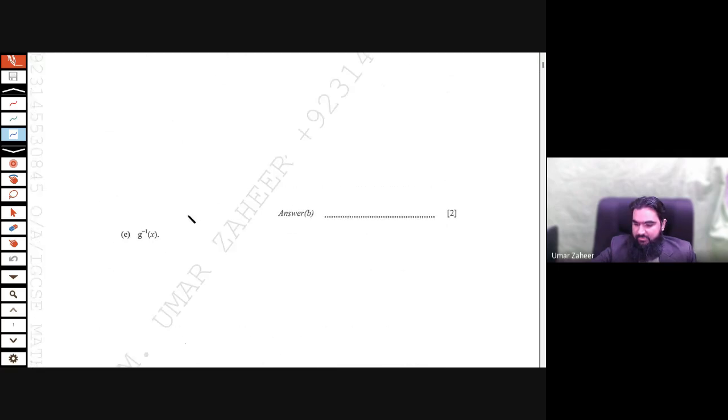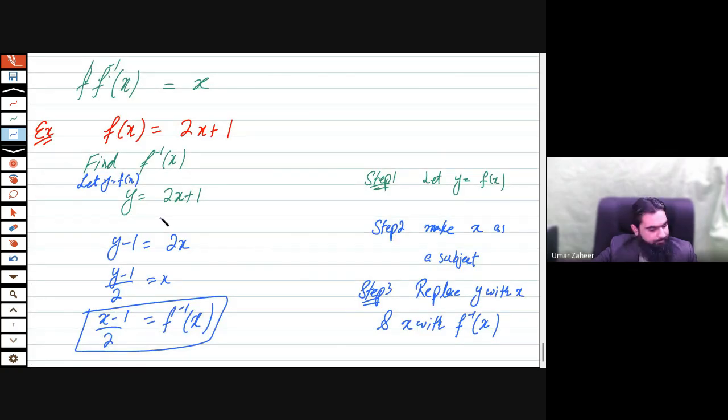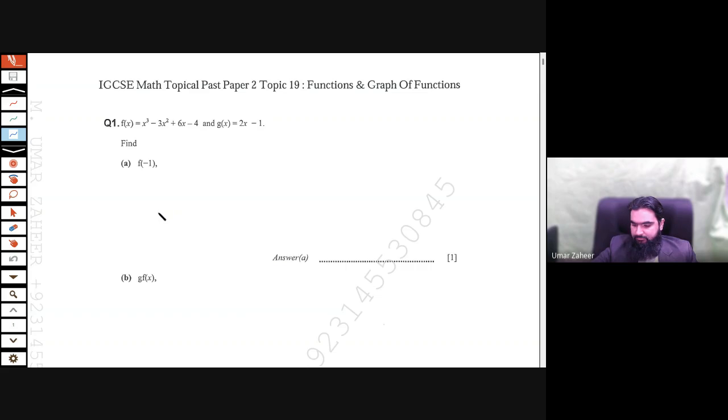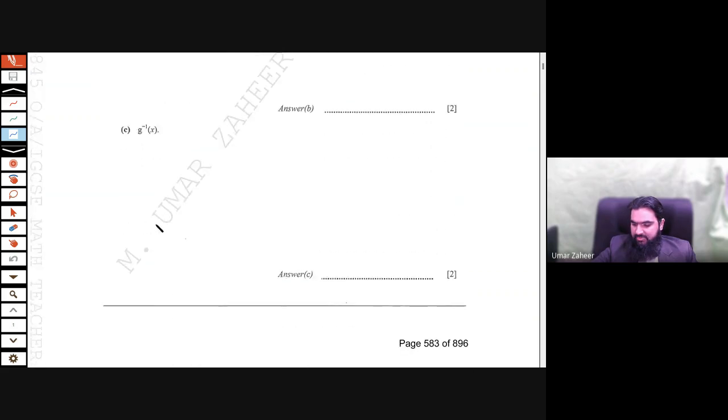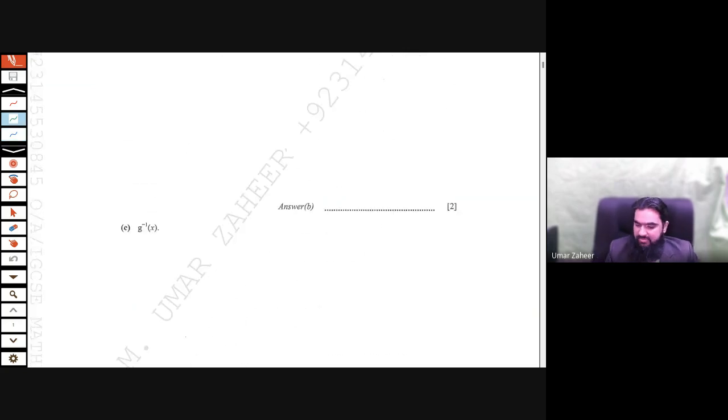Let's do one more question, so it is going to be more clear. Look at here, he says that you have to find the g inverse of x. The g of x is exactly the same. g of x is equal to 2x minus 1. What we will do? y is equal to 2x minus 1. Make x the subject. y plus 1 is equal to 2x. y plus 1 divided by 2 is equal to x.